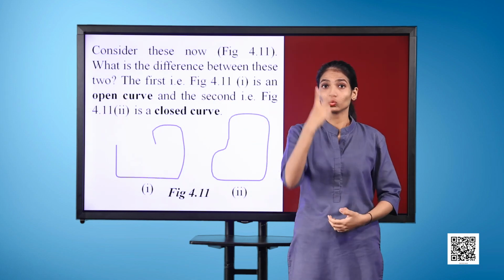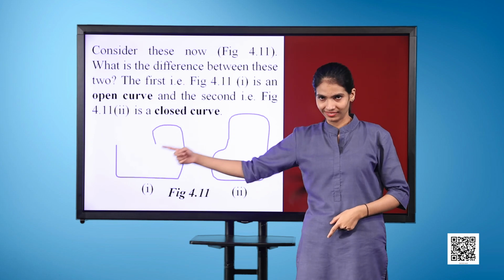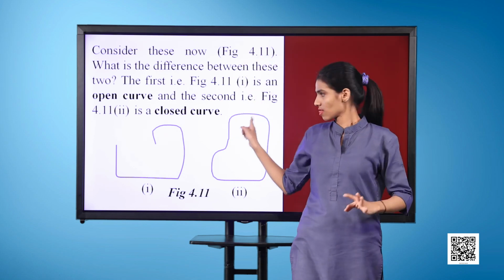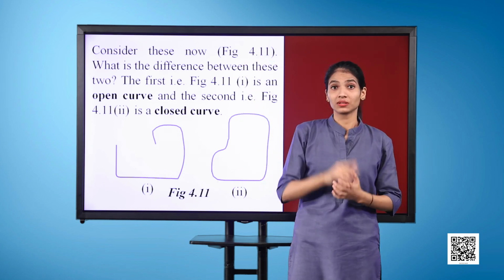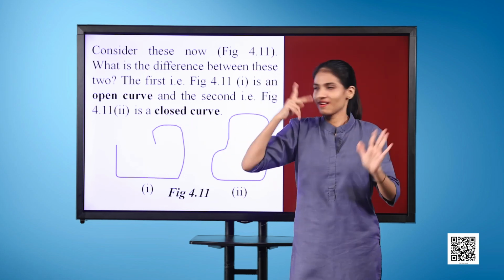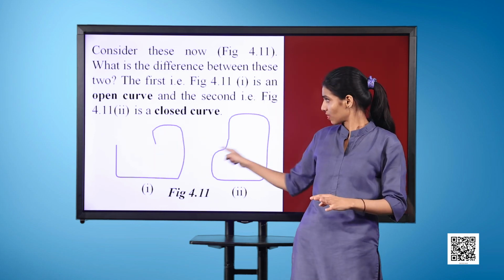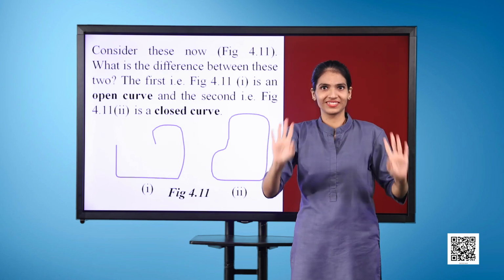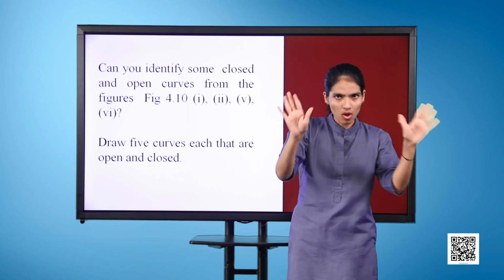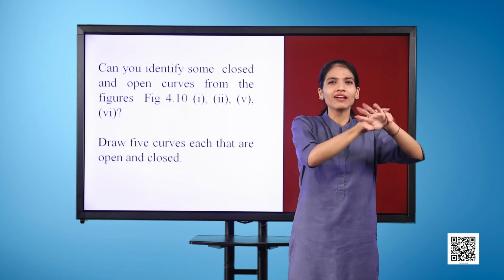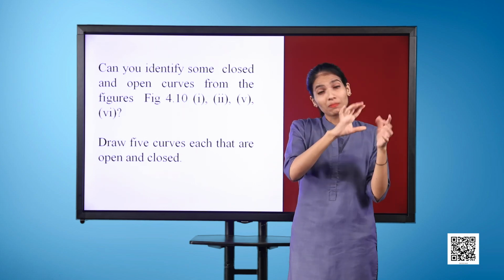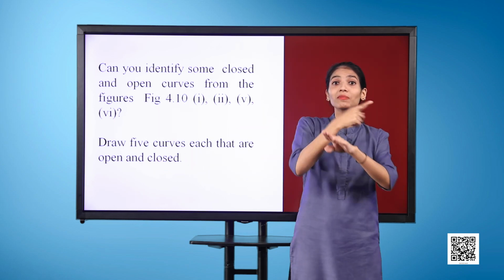Consider these now. Figure 4.11. We have 2 different curves. What is the difference between these two? The first, that is, figure 4.11.1 is an open curve, and the second, that is, figure 4.11.2 is a closed curve. Can you identify some closed and open curves from the figures 4.10.1, 2, 5, 6? Draw 5 curves each that are open and closed.